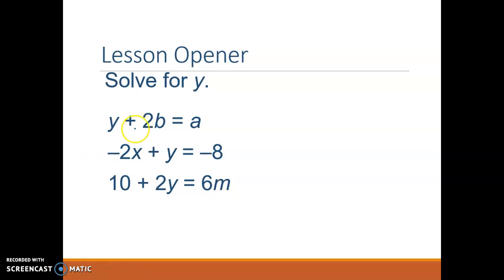Well, in order to solve the first one, we've got to get rid of this 2b. We have a positive 2b, so we need to add a negative 2b to both sides. That simplifies to y equals a minus 2b. In order to get the y by itself in the second equation, we need to get rid of this negative 2x. Well, a positive 2x will take care of that, so let's add a positive 2x to both sides, and we get y equals positive 2x minus 8.